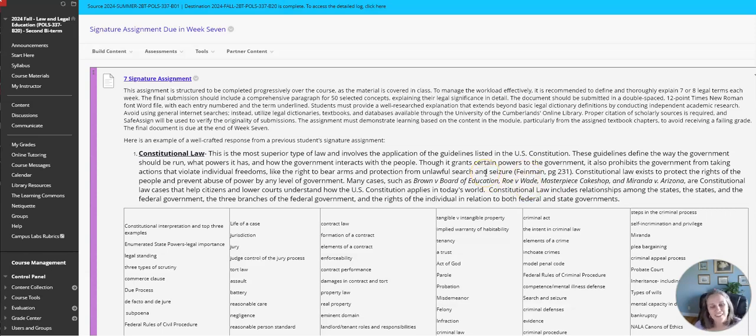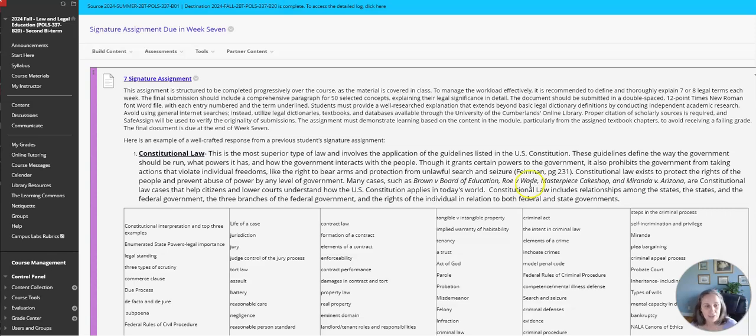Please understand that all of these do go through SafeAssign, so it will highlight things that match other online text. If something matches another online source and you have not cited it, that will be a sign of plagiarism, so that will get marked down. So just make sure that anytime you use information from another source, you use the in-text citation. And if you have an in-text citation, that you also have it listed at the end of the assignment with the full citation.